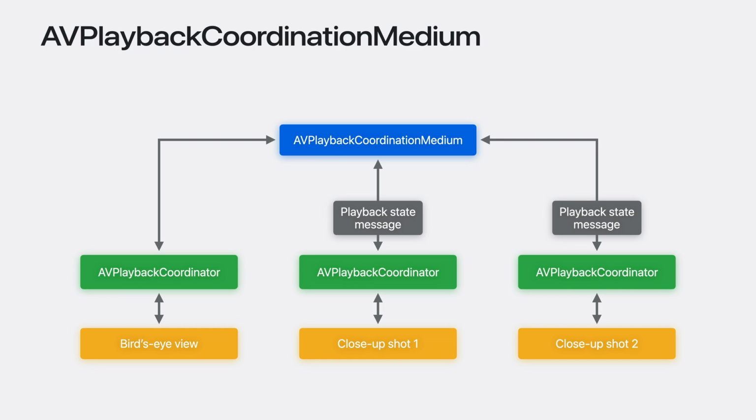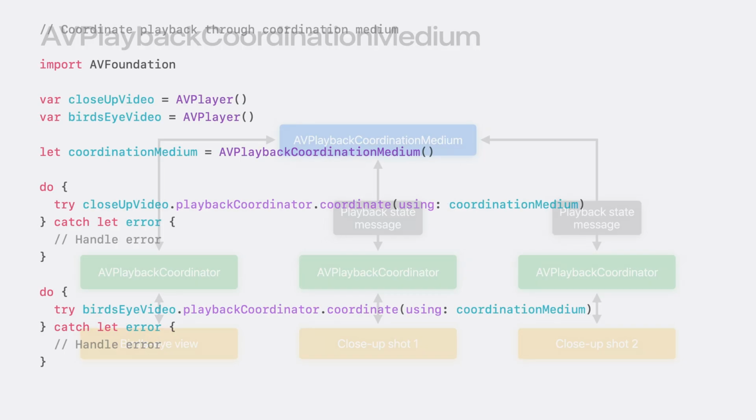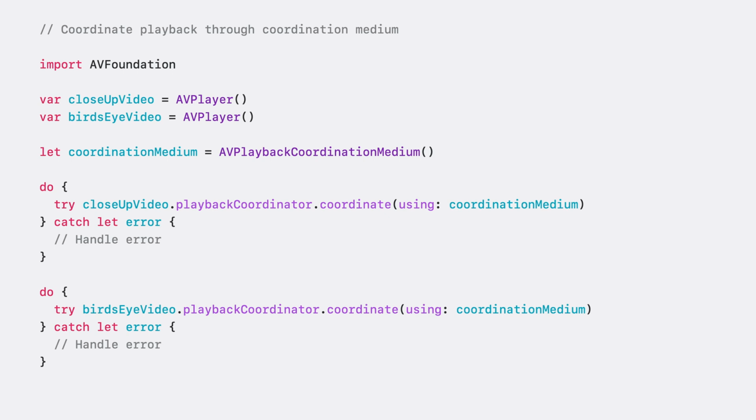Implementing this only takes a few lines of code. I start by setting up my AV players, each with a different asset. Here, I'm using two videos, one for a close-up shot and one for a bird's eye shot. I'm configuring these separately with different assets. Next, I create the coordination medium.